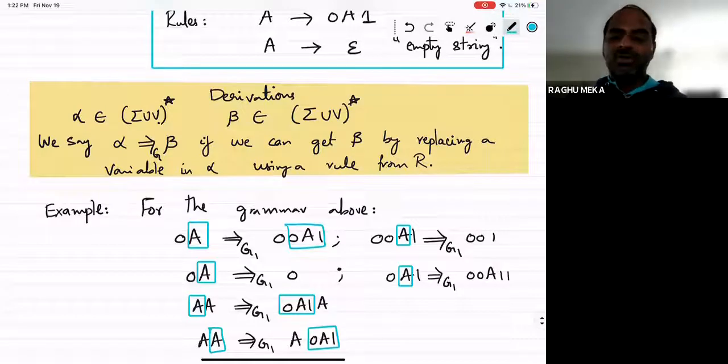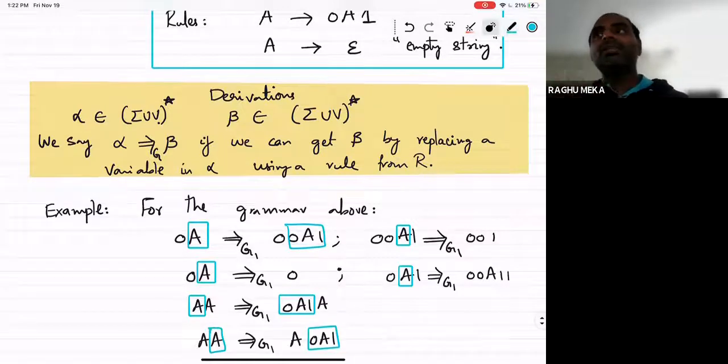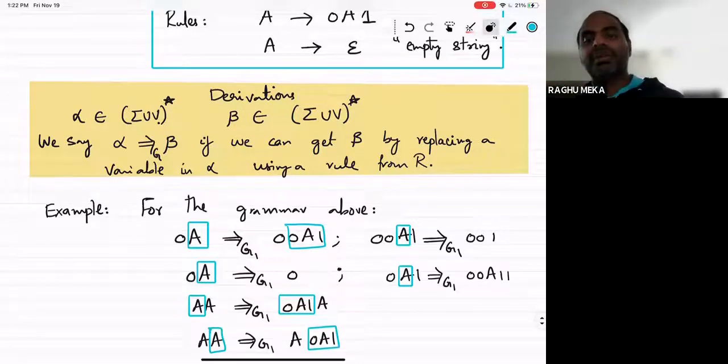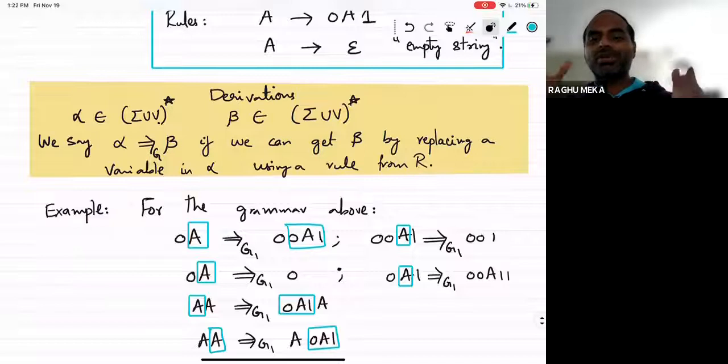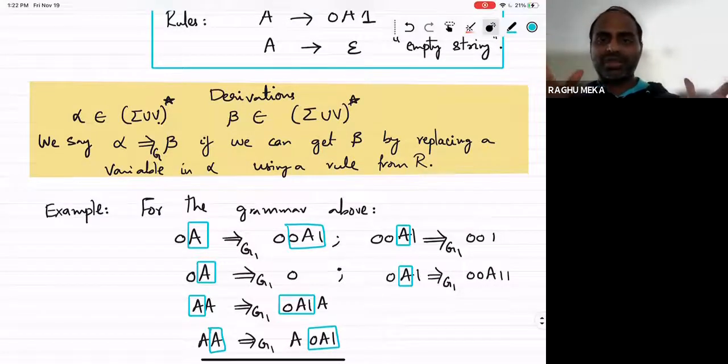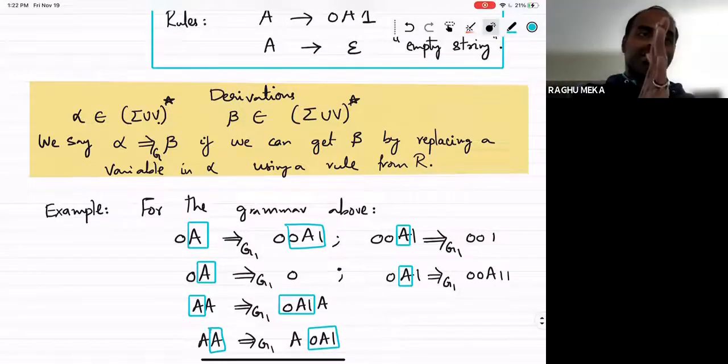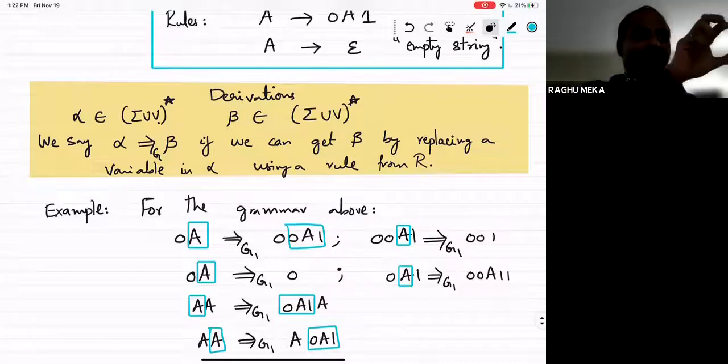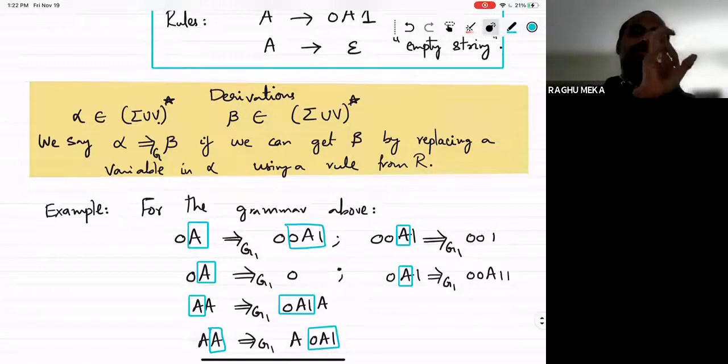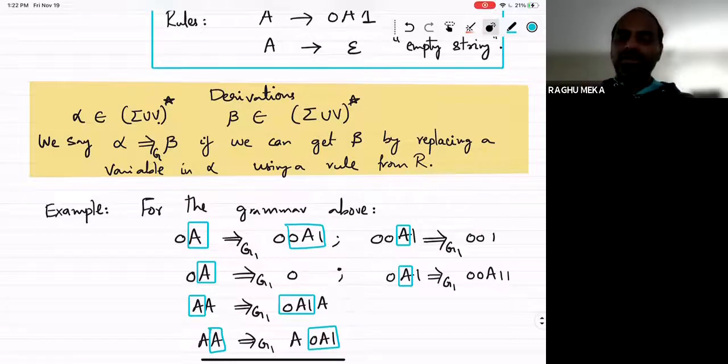Now we can chain these derivations one after the other. We define one step of a rule, but I can keep applying the rules again and again to get newer and newer strings. You should really think of it as a programming language where I'm manipulating strings. I start with some string, replace some portion with another string, get something, and then repeat it again and again.